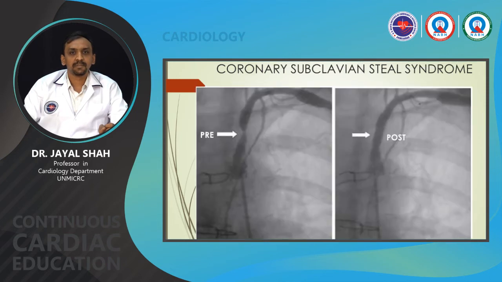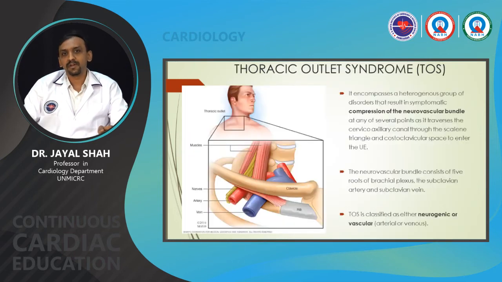So this is the pre and the post subclavian arteriogram of the coronary subclavian steal syndrome, which shows the definite benefit of stent placement. Now another important variant which we are discussing today is the thoracic outlet syndrome, which is a very common entity but underdiagnosed and quite undertreated disease.